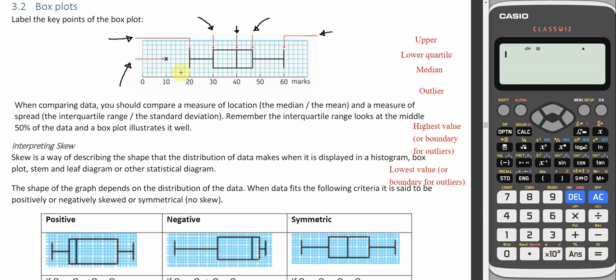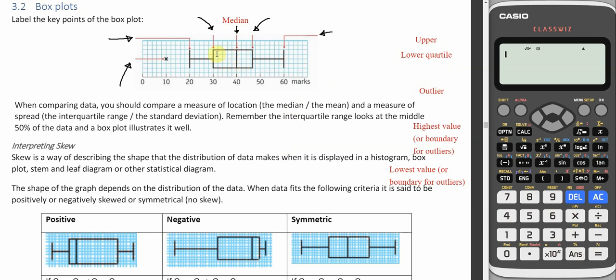Section 3.2 Box Plots. Here's an example of a box plot. You need to know all the key features of a box plot, so make sure you're labeling these in your notes as well. I'm going to start right in the middle, and the middle is the median. So here we have the median, the vertical line in the middle of the box.